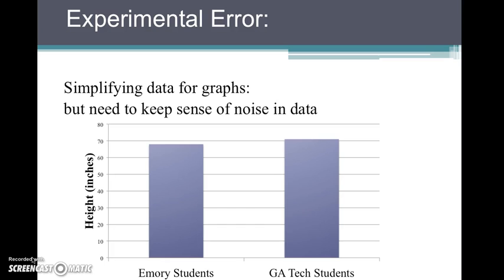For example, what if of our 20 Emory students, everybody measured exactly 68 inches tall, right? That would be a very different scenario than if we measured Emory students and they had a very wide range of heights, with the average being 68. So whenever you simplify your replicates in your graphs, you also want to maintain a sense for how noisy the original starting data was before the simplification.